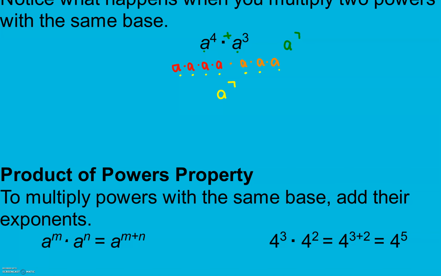So the product of powers property says to multiply powers with the same base, we add their exponents. So keep your base, add the exponents. 4 cubed times 4 squared equals 4 to the 3 plus 2 power, or 4 to the 5th power, for example.